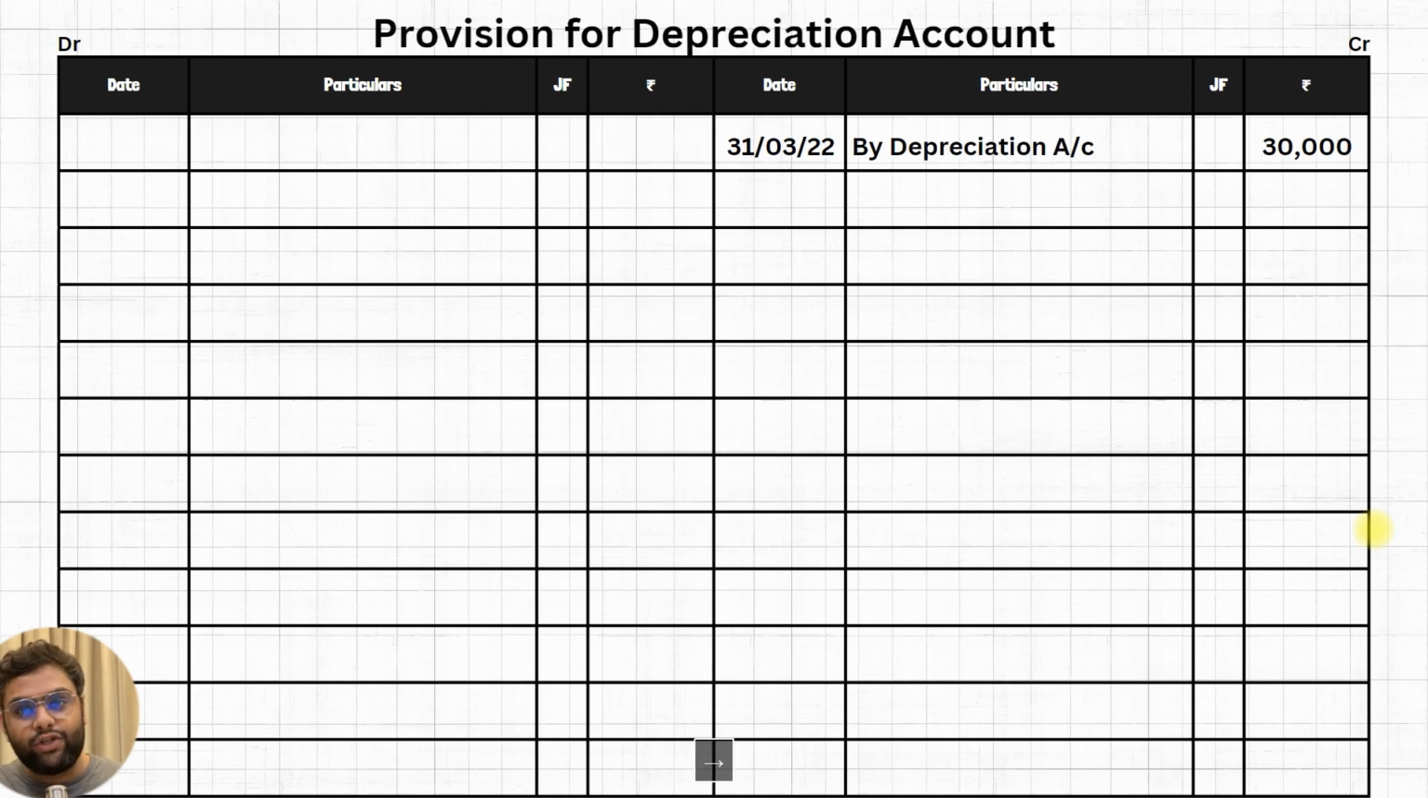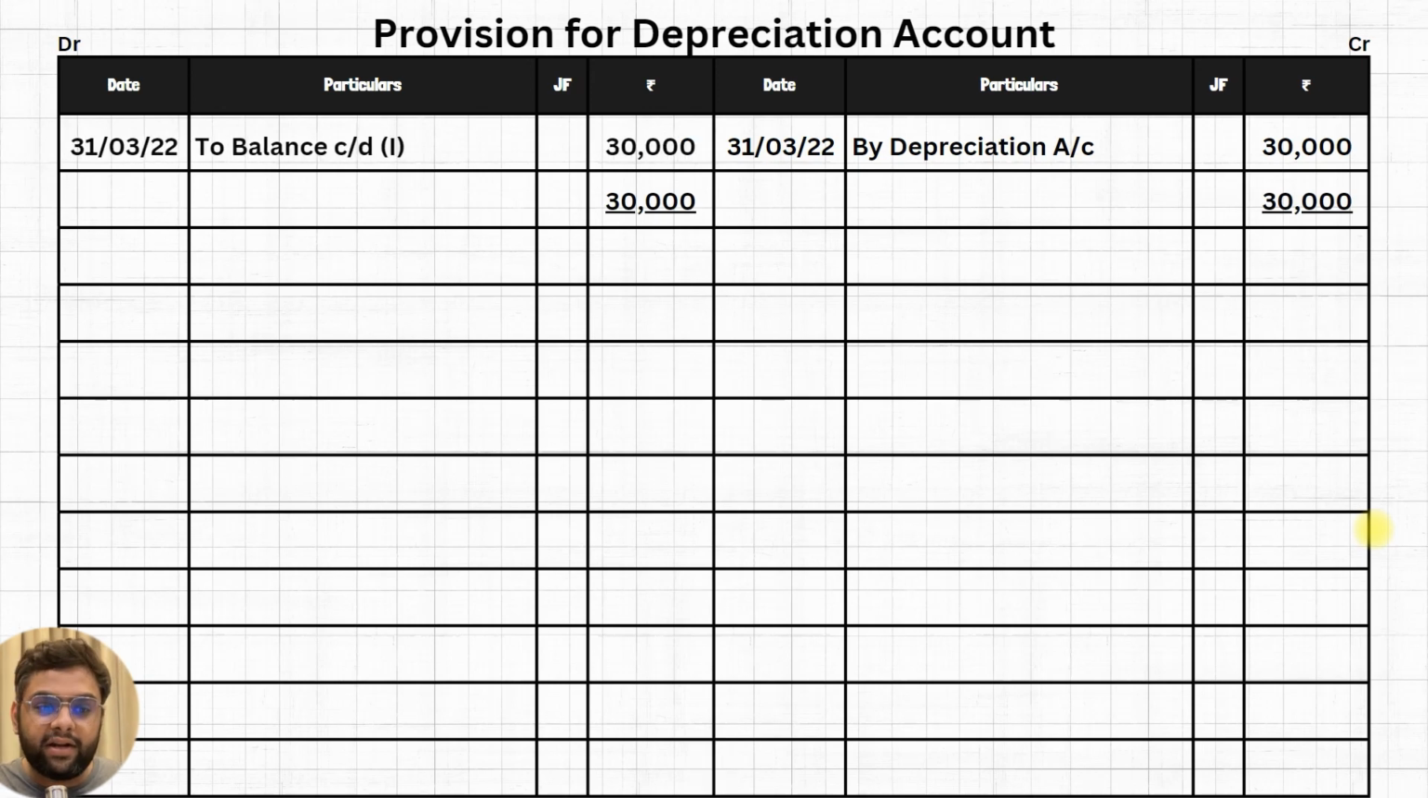Similarly, let's finish off the PFD account. Obviously, it is a credit balance. Credit side is heavier, 30,000 on both sides. And on the debit side, on 31st March 22, you will write to balance carried down 30,000. This becomes the opening balance in the next year, 1st April 22, by balance BD 30,000.